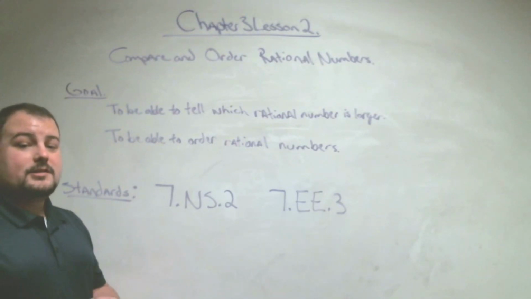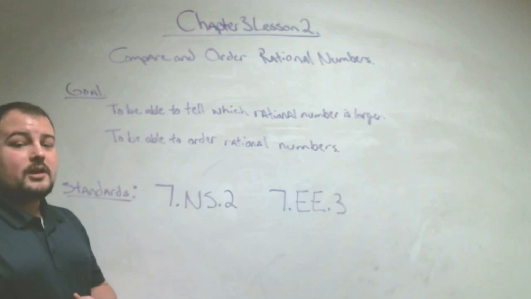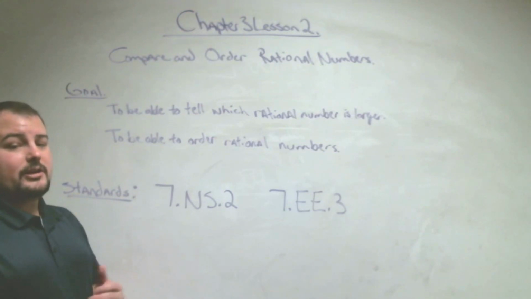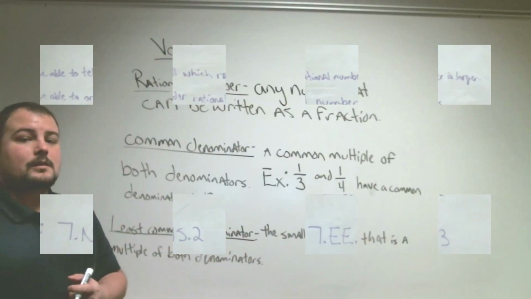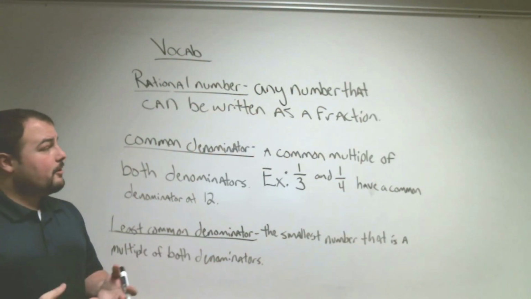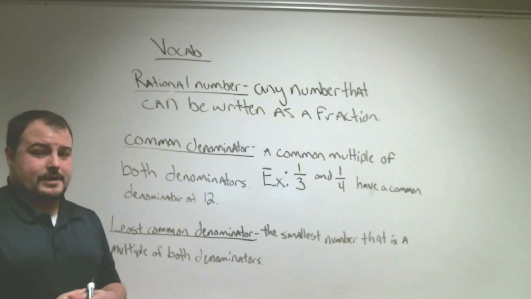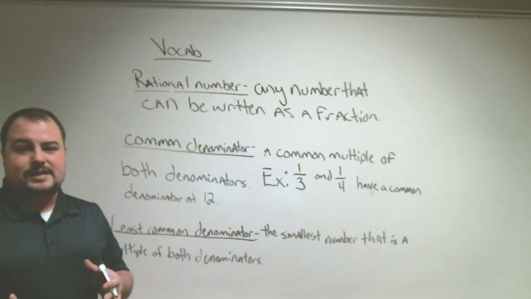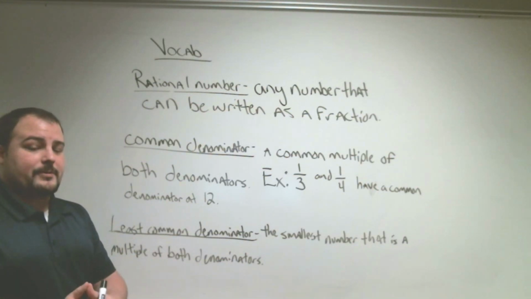Our standards for today, 7th grade number standard 2 and 7th grade equivalent expressions standard 3. Let's go ahead and start our lesson. For vocab today, we have 3 vocab words. We have rational number, and that's any number that can be written as a fraction. So whenever we write a decimal as a fraction, that's a rational number.